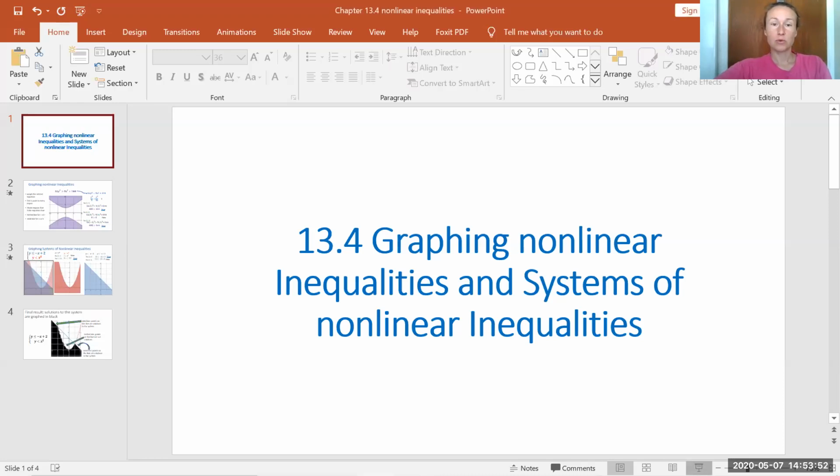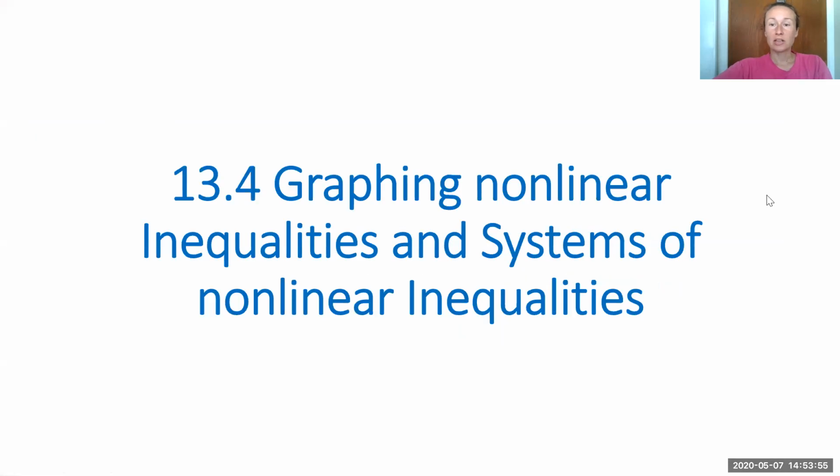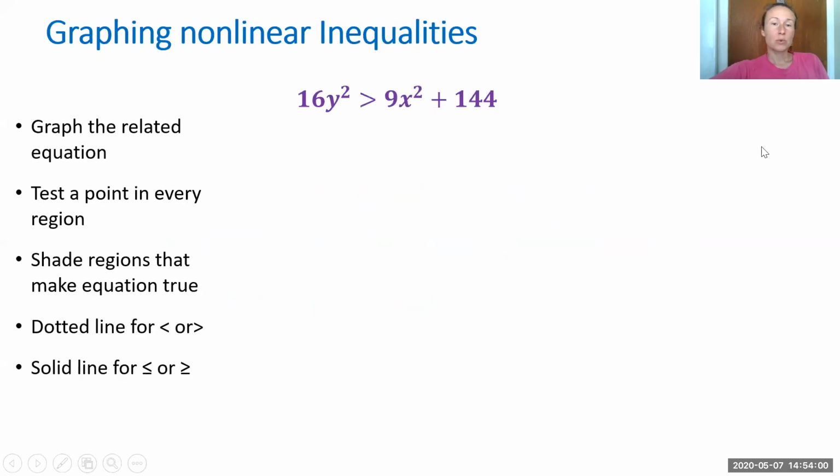All right, so 13.4, graphing nonlinear inequalities and systems of inequalities. When we graph nonlinear inequalities, we first graph the related equation. This is just our equation with an equal sign instead of an inequality. Then we test a point in every region that's created by that equation. We test a point by plugging it into our original inequality. If it makes our original inequality true, then we shade that region.